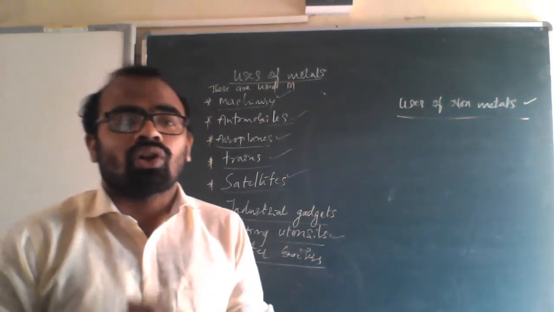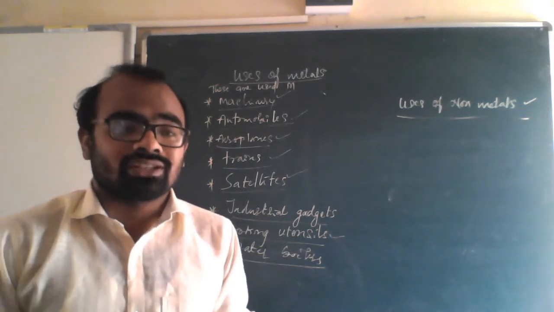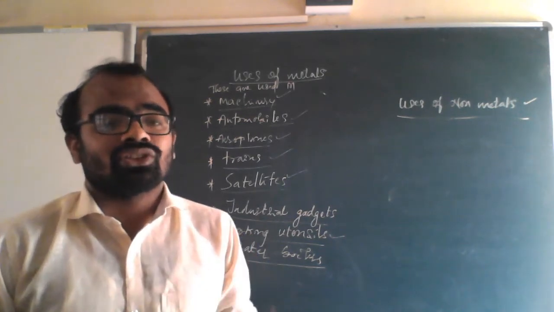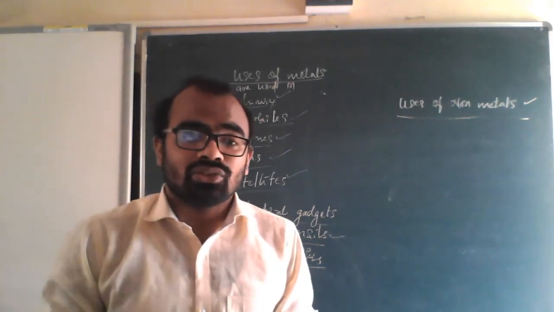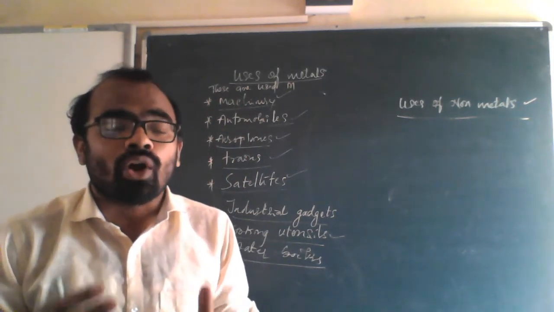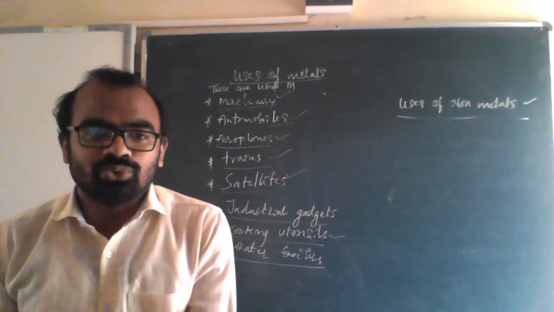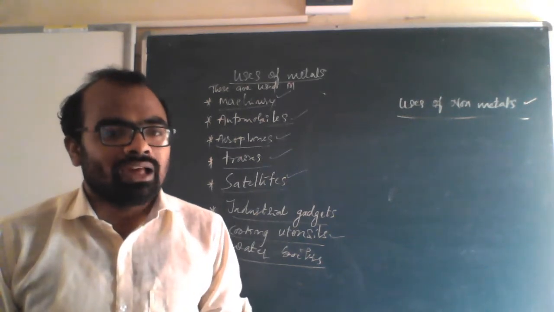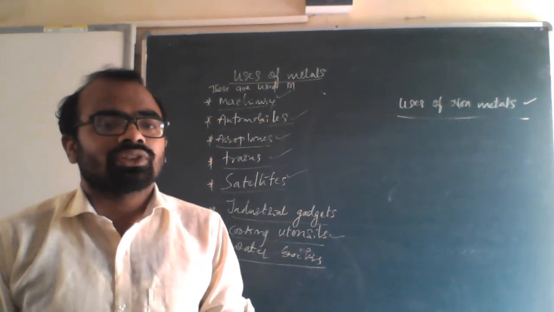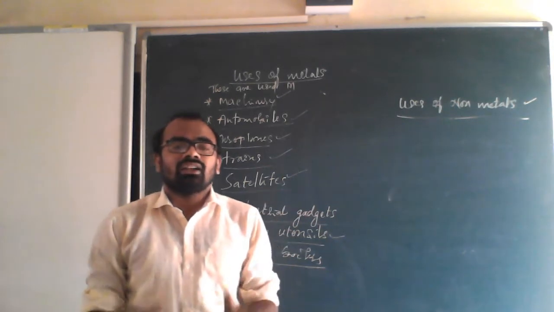You should remember what are the uses of metals. Metals are used in machinery. Metals are used in automobiles. Metals are used in trains. Metals are used in aeroplanes. Metals are used in satellites. Metals are used in industrial gadgets. Metals are used in cooking utensils. And metals are used in water boilers. You should remember all these things: machinery, automobiles, aeroplanes, trains, satellites, industrial gadgets, cooking utensils and water boilers. In all these cases metals are used.